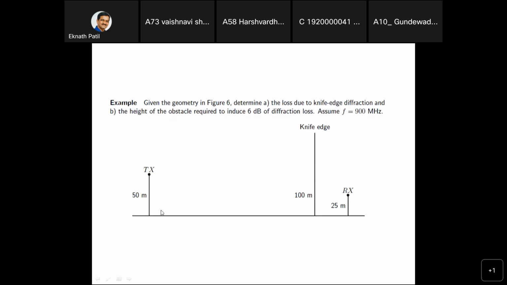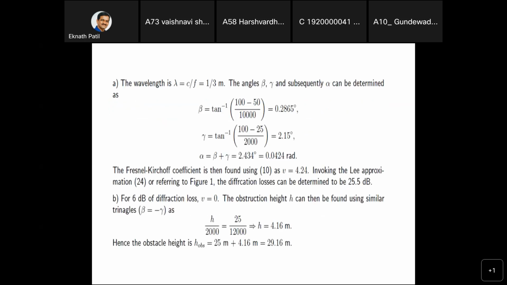Now here a transmitter of 50 meters is placed, here a receiver of 25 meters is placed, and the obstacle is at 100 meters in between, and the knife edge is at the edge of whatever the obstacle is there. So we get lambda is equal to c by f, 1 by 3 meter. It is 900 megahertz. C by f, 3 into 10 raised to 8 divided by 900 into 10 raised to 6. That is 3 by 9, that is 1 by 3.